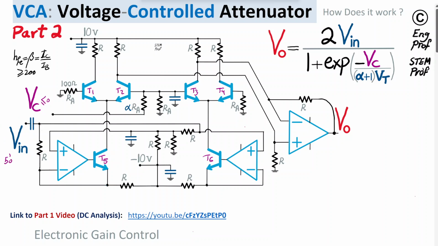for this example, let's say between 50 Hertz and 20 kilohertz, that's the range of frequency. And then at the output Vout, it generates an output signal that has attenuated amplitude, or let's say some scaled version of input, in which the scale factor is this factor that is shown here. So we have 2 times Vin divided by 1 plus exp, or e to the power minus V control, divided by (alpha plus 1) times the thermal voltage, in which alpha is the scale or coefficient of this resistor here.